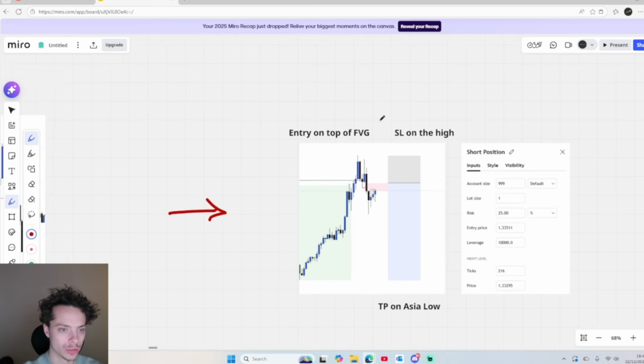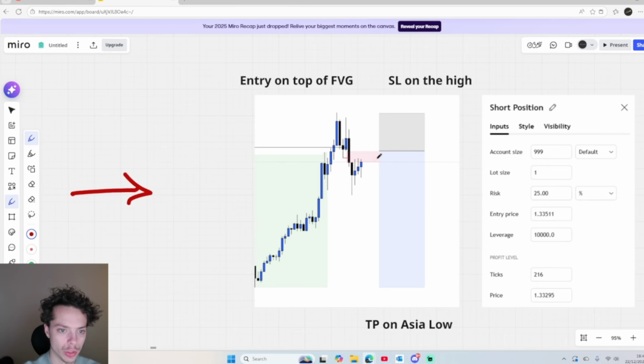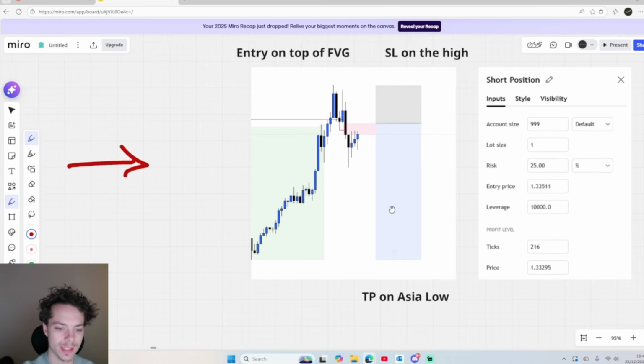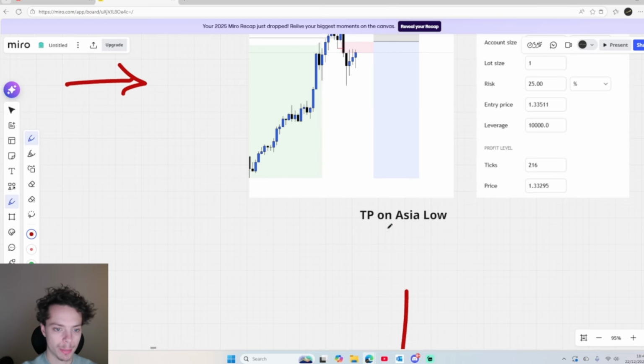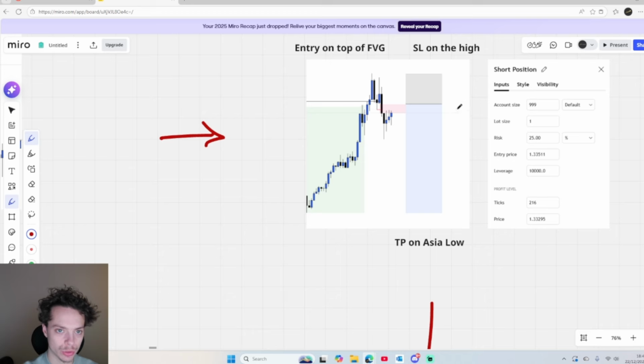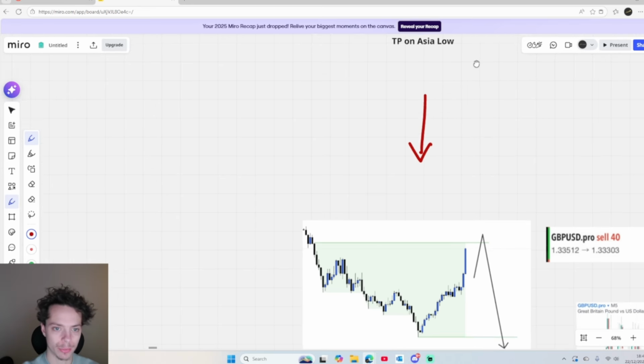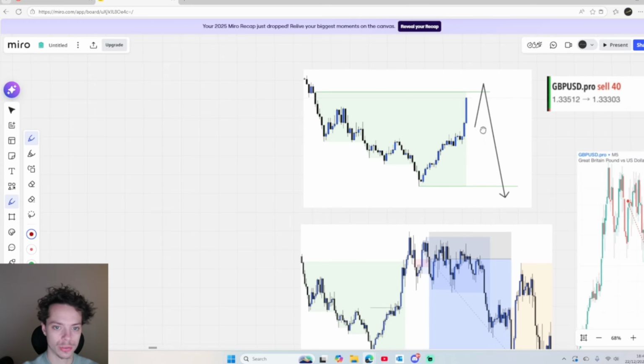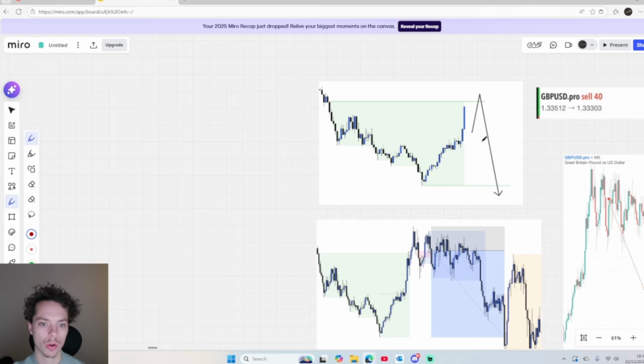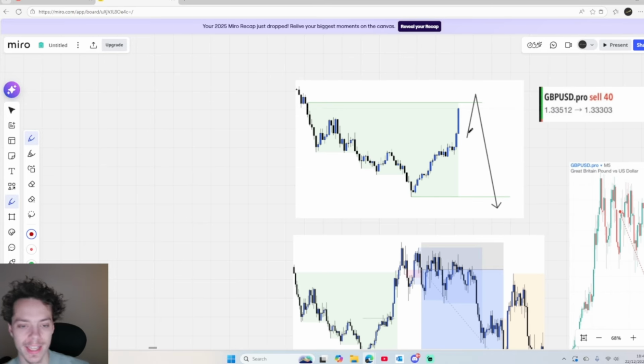So now in terms of your entry, you want to put your entry on top of the fair value gap. You want to put your stop loss on the high and you want to put your TP on the Asia low. Now, the most important part of this is the take profit. The take profit is in the same point every single time, as is the stop loss, as is the entry. But the reason I want to break down the take profit is because it's just using a really good confirmation that we use, which is essentially the Asia high and low.